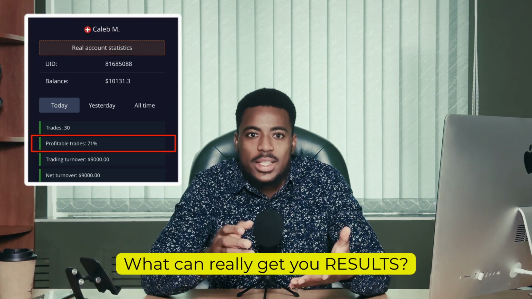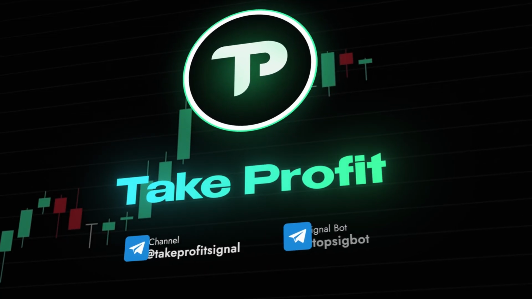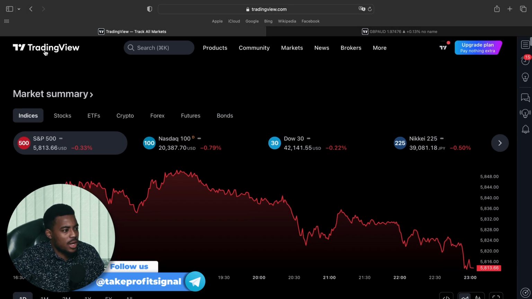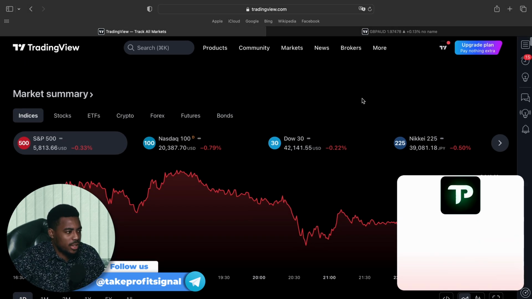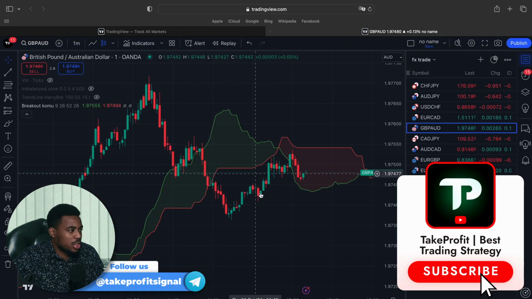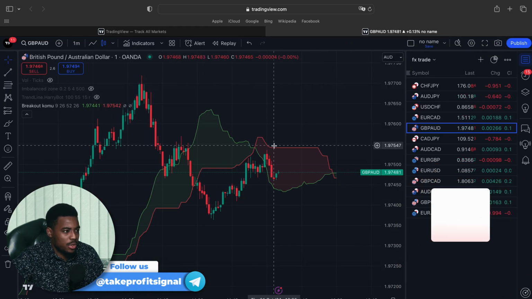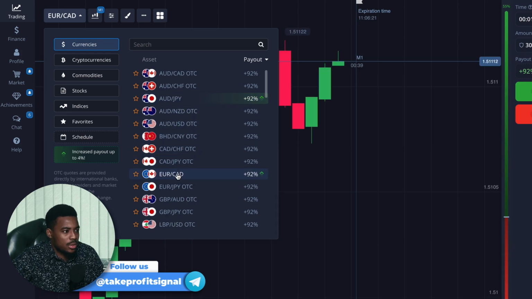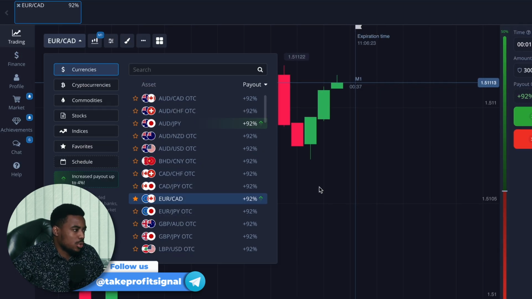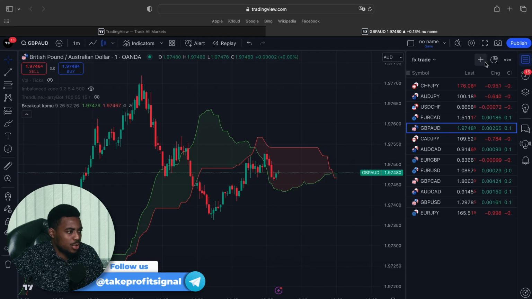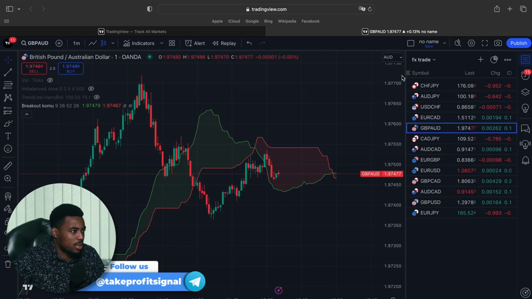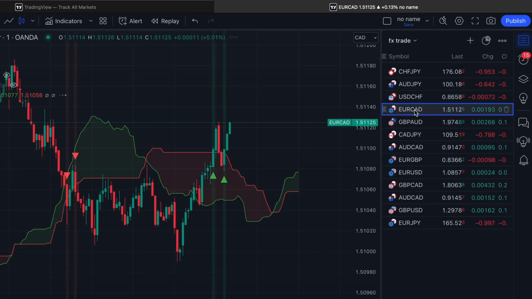Would you like to see what can really get you results? First of all, we are going to quickly move to the TradingView platform. I am sure that each of you can create a free account here. We open the chart of any currency pair we are interested in. Let's say I look at the EURCAD currency pair on Pocket Option, 92% payout. It suits me. Accordingly, add it to this panel: click on the plus, Forex, write the name of the currency pair.